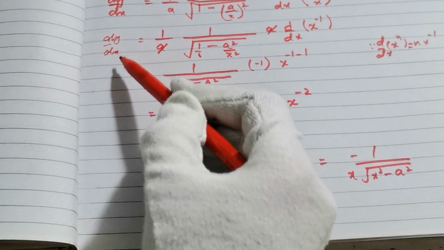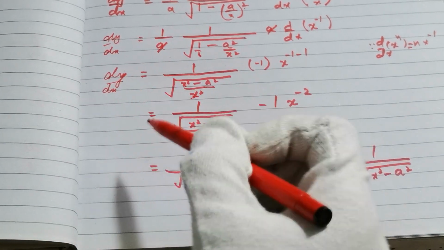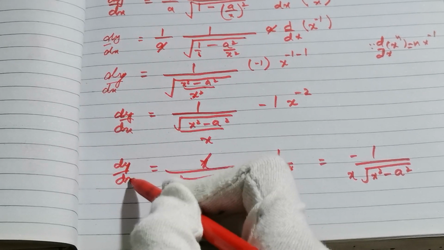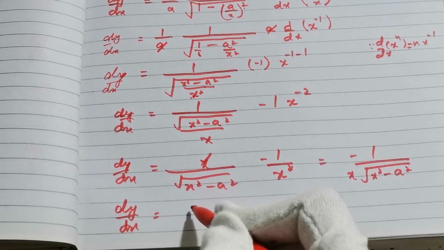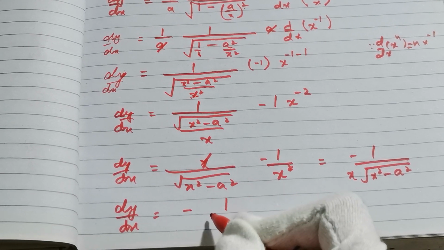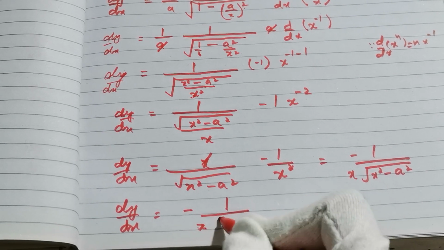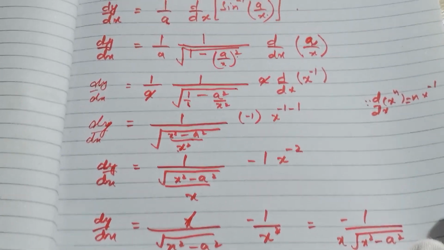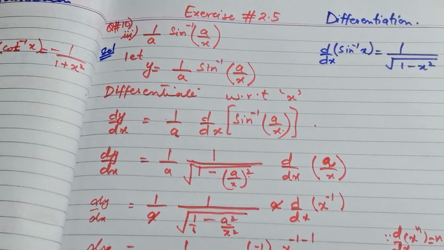So dy by dx is this. So the derivative of 1 by a sine inverse of a by x is equal to minus 1 by x under root x square minus a square, which is our required solution.